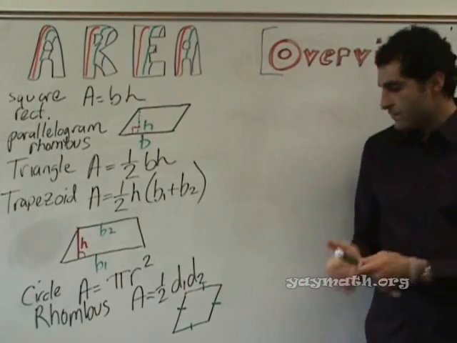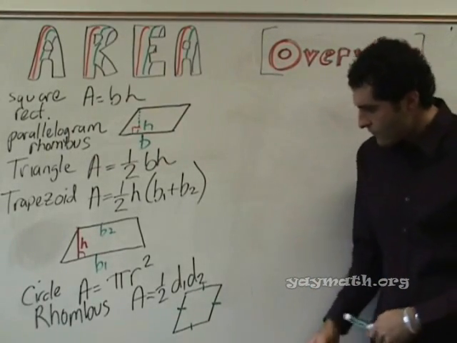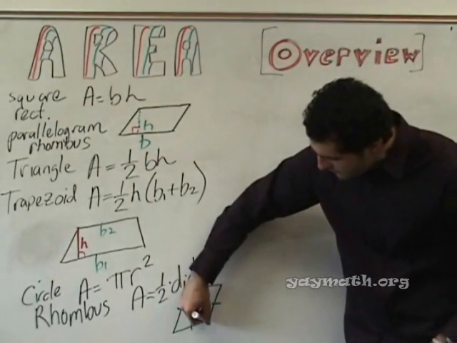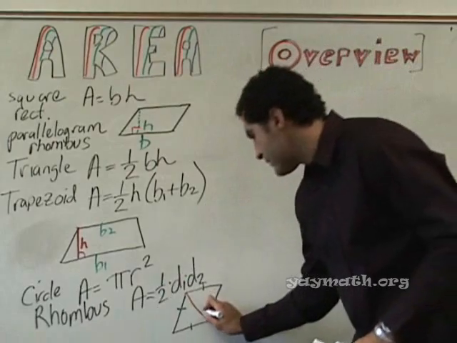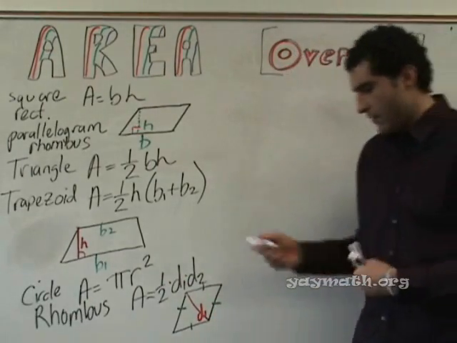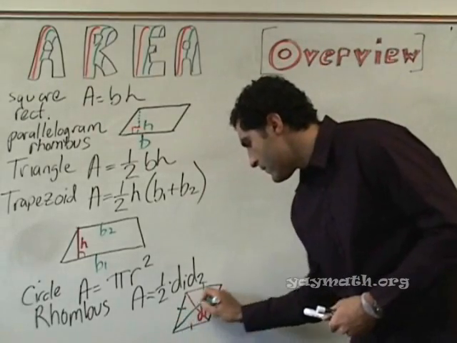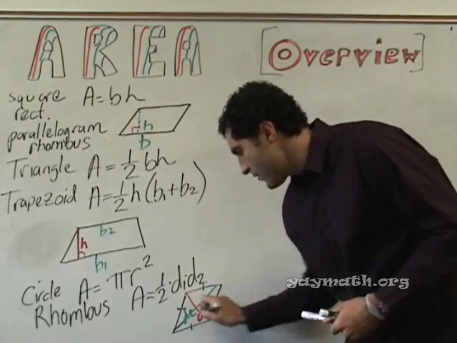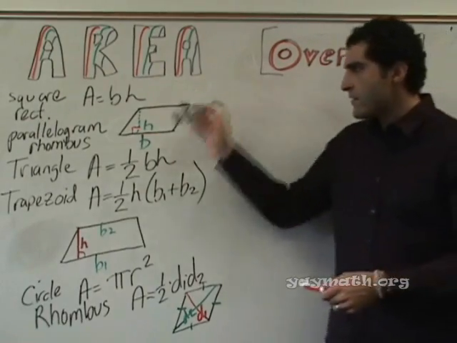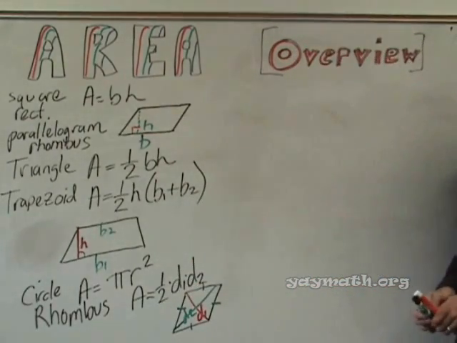Are you saying it's 1/2 times D1 times D2? Yeah. Or plus? Times, all times. So let's put in the D's. This is diagonal 1, D1, and diagonal 2 is the other one. So put that down, D2. 1/2 times the diagonals. All right, so that's the list of areas that we're going to be responsible for.